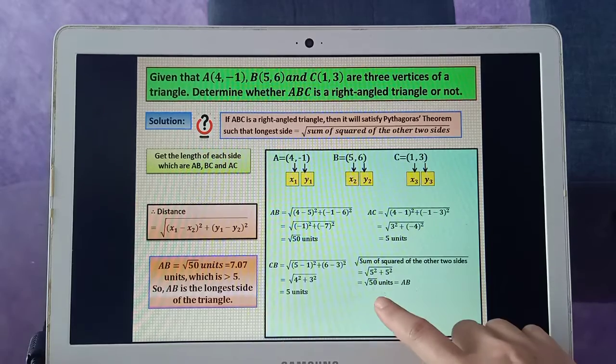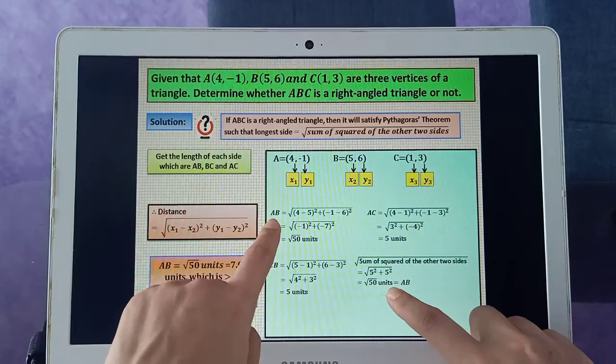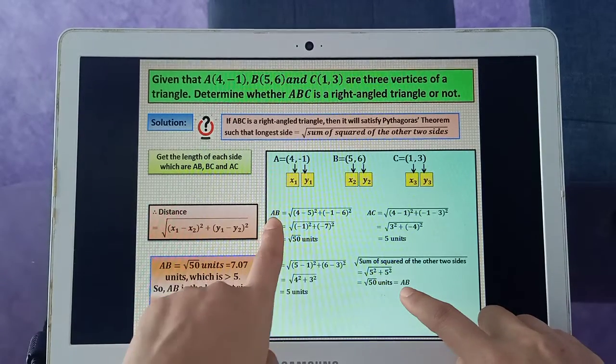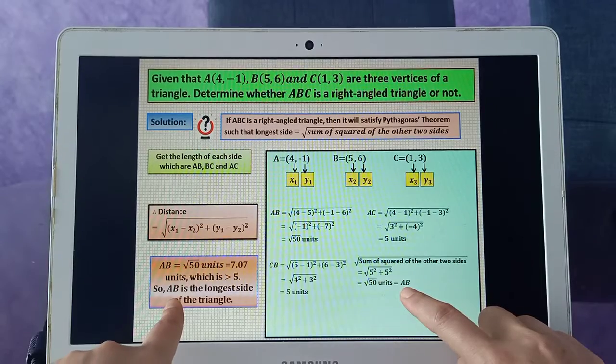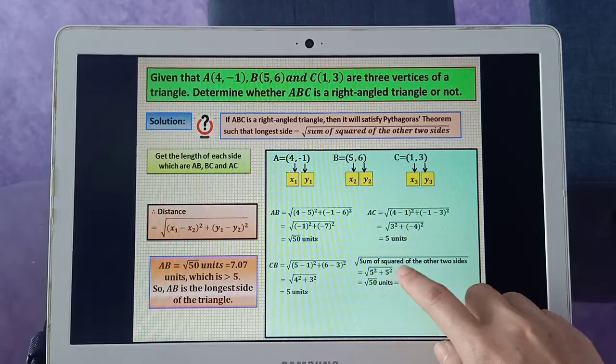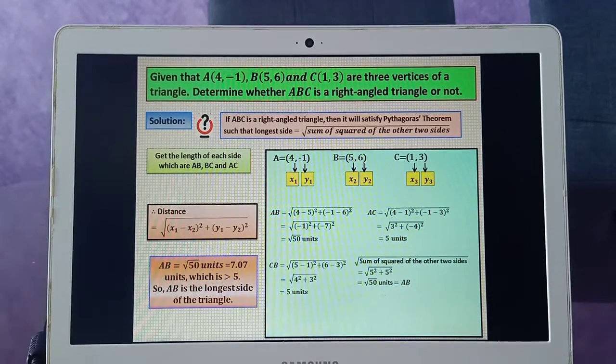As you can see here, square root 50 units is actually equal to the length of AB. And what did we mention just now? AB is actually the longest side, right? So you have already proved that the square root of the sum of squares of the other two sides is equal to the longest side, which is AB. Therefore, you can make the conclusion by saying that ABC is a right-angled triangle.